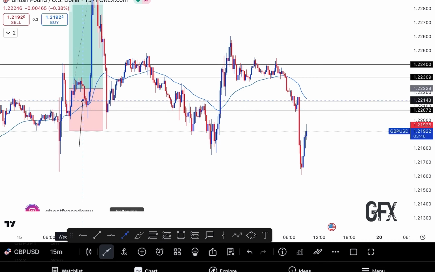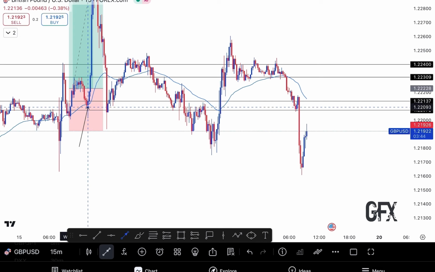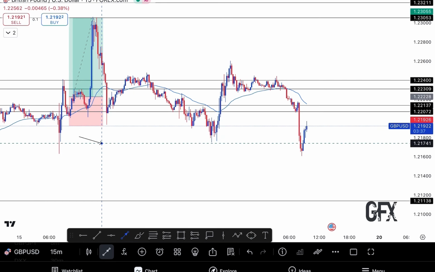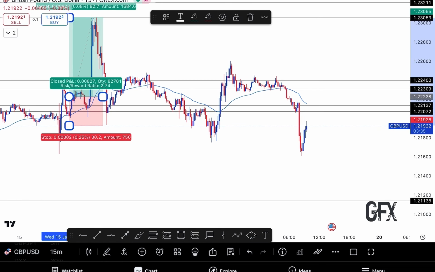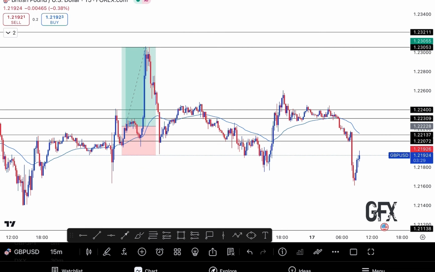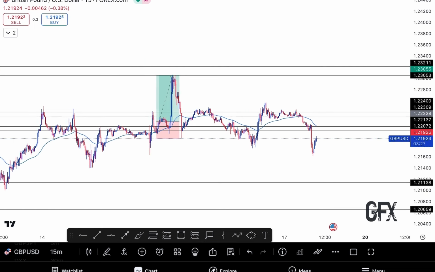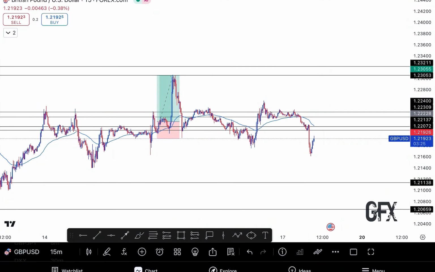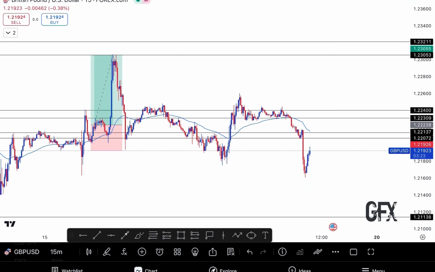So only for what to happen? Price to stall back into these regions again. Then boom, TP was smashed, and this trade was about 82 pips, which was about like a 1 to 2.7 risk reward ratio. So guys, it's very, very simple. You just have to understand the direction of the market. Yes, the market has been choppy lately, but here is what I see now.